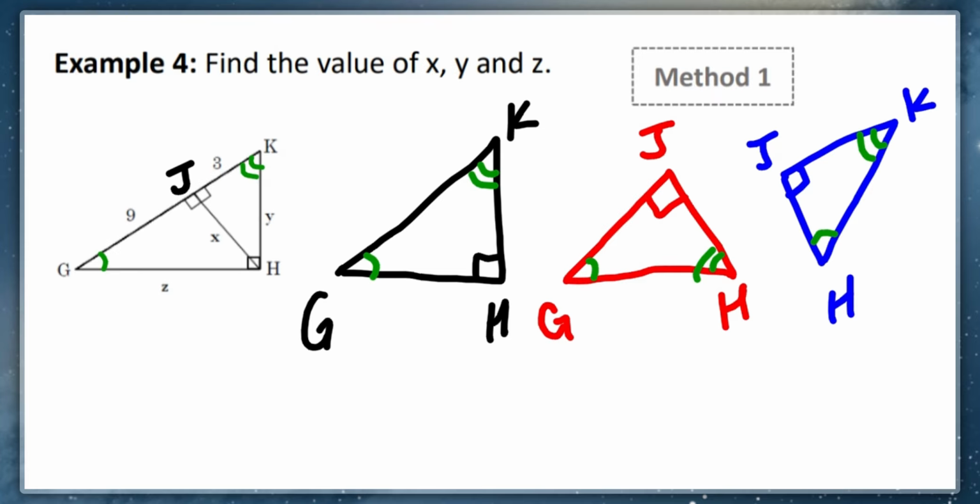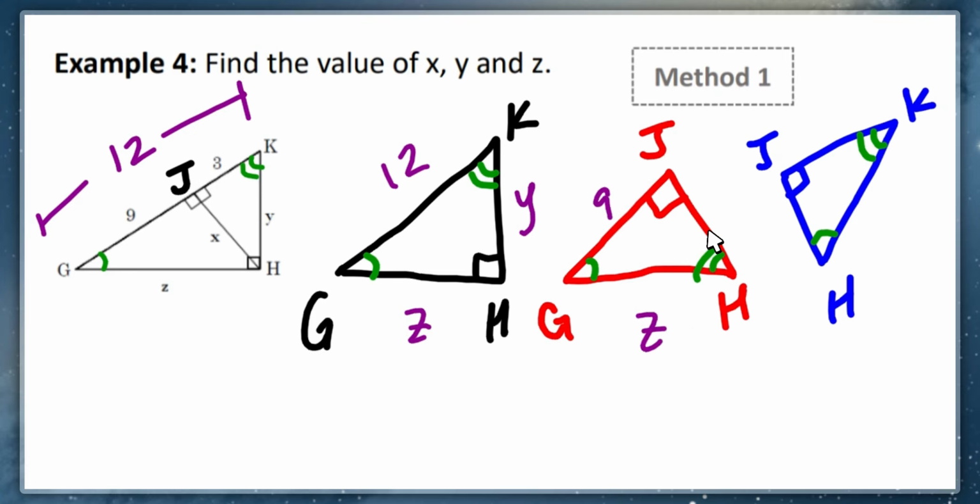So now we go ahead and start labeling our side lengths. If we look at the large triangle, let me actually do this in a different color so it's easier to read because we have a lot going on here. GH is Z, HK is Y, and then from G to K, well, this is 9 plus 3, which is 12. So this is 12. Looking at the red triangle, from G to J is 9. G to H is Z, and then H to K is Y.